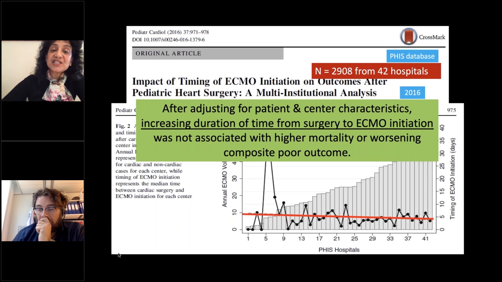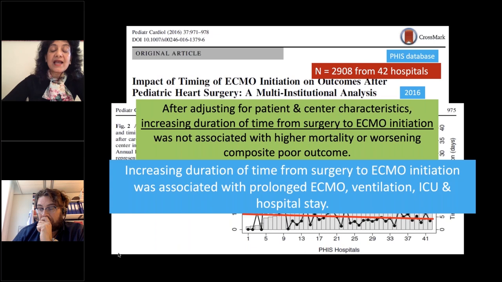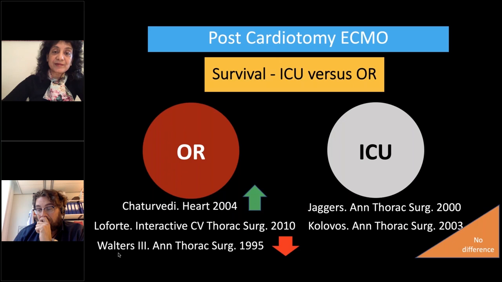But after adjusting for patient and center characteristics, they found that increasing duration of time from surgery to ECMO initiation was not associated with higher mortality or worsening composite poor outcome. Increasing duration of time from surgery to ECMO initiation, however, was associated with prolonged ECMO run, prolonged ventilation, intensive care, and hospital stay. Now let's look at survival, depending on whether ECMO was initiated in the OR, that is in the operating theaters, or in the intensive care unit.